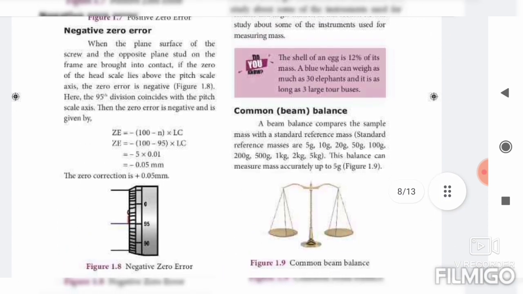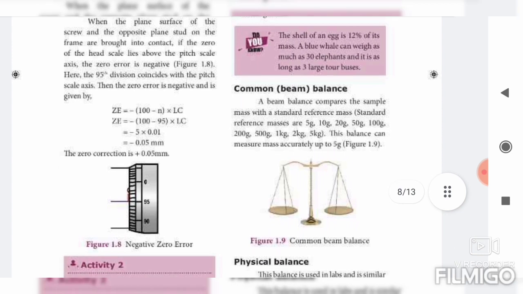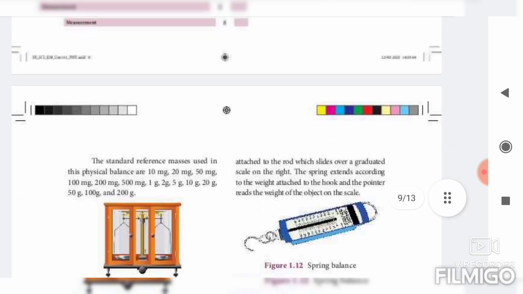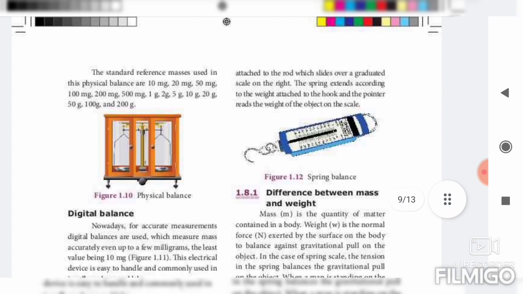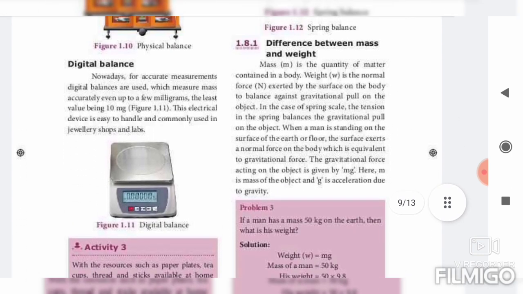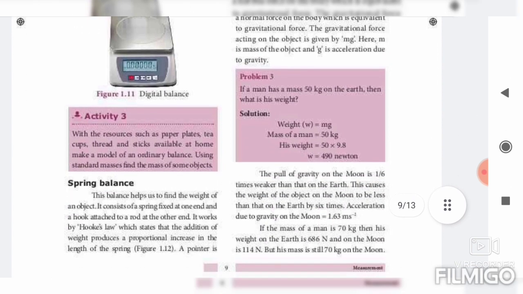Then there are different instruments to measure mass. What are the measuring instruments? Common balance, physical balance, digital balance, spring balance. The common balance, physical balance and digital balance are used to measure mass. What is the use of spring balance? To measure the weight of a body.